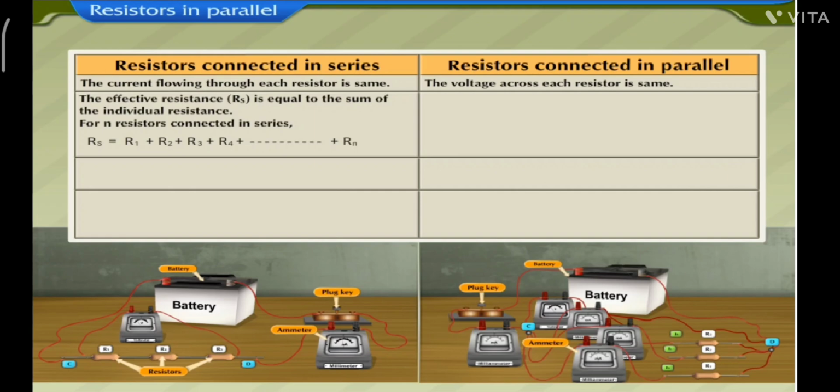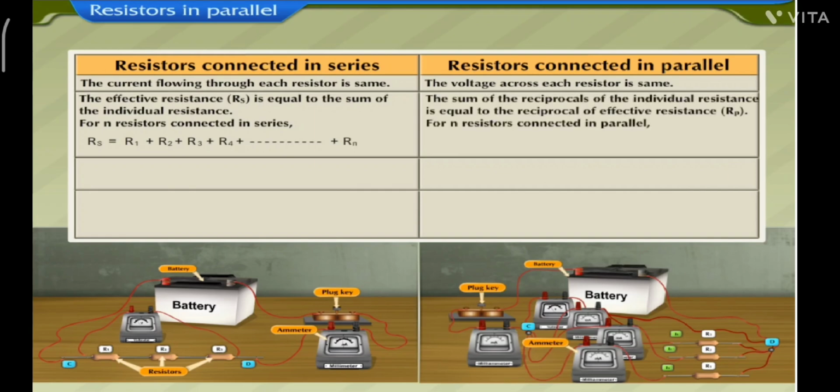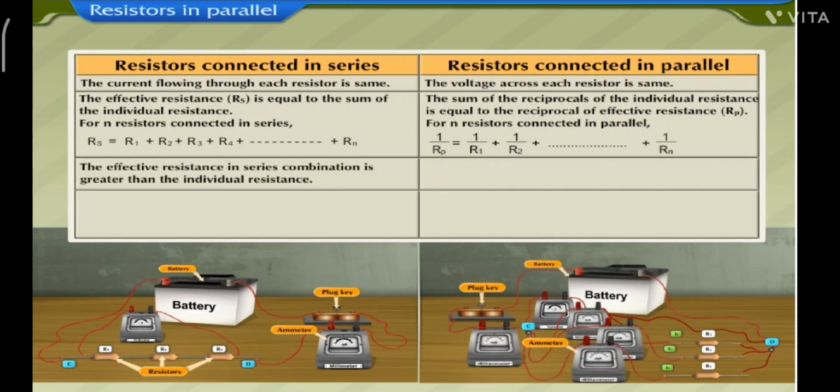Rn. For resistors connected in parallel, the sum of the reciprocals of the individual resistance is equal to the reciprocal of the effective resistance, Rp. For n resistors connected in parallel, 1 divided by Rp is equal to 1 divided by R1 plus 1 divided by R2 plus up to 1 divided by Rn. The effective resistance in series combination is greater than the individual resistance. The effective resistance of parallel combination is less than the individual resistance in the combination.